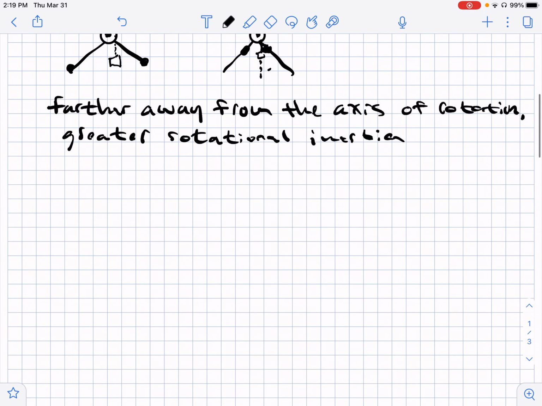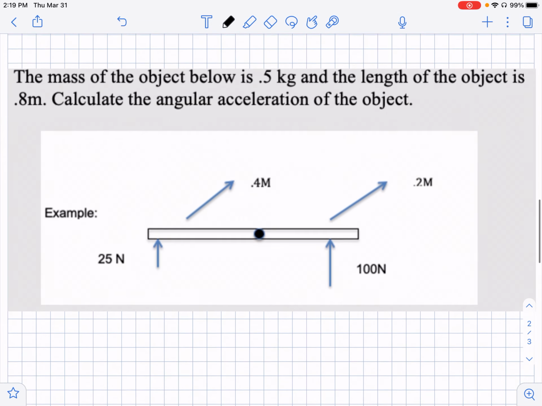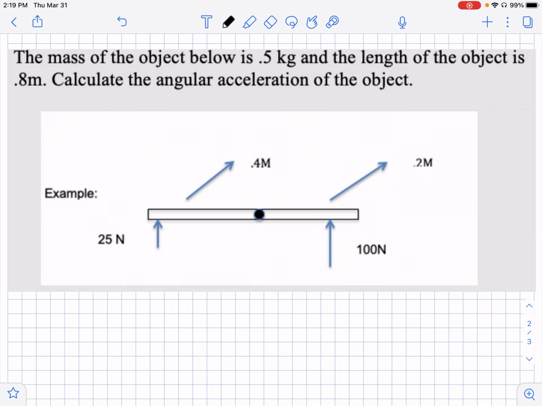Now we're going to practice a problem using these concepts of moment of inertia to calculate the angular acceleration of an object. For this first one, the mass of the object below is 0.5 kilograms. The length of this rod is 0.8 meters, and we're asked to calculate the angular acceleration of the object. The 0.4 meters is the R here, and the 0.2 is R for this force over here. Let's label this force 1 and this force 2.